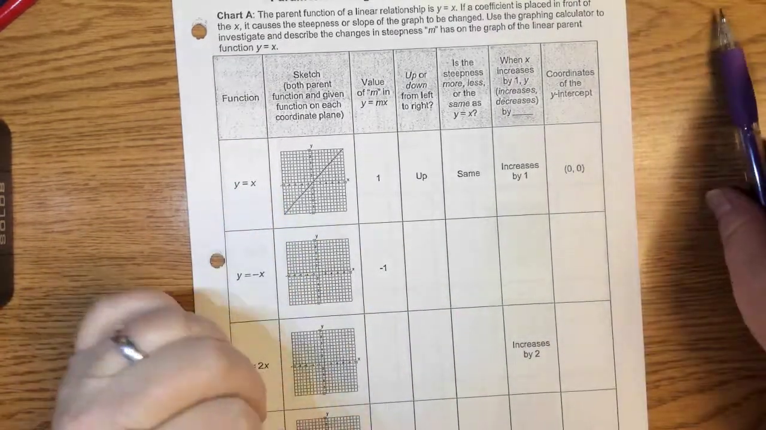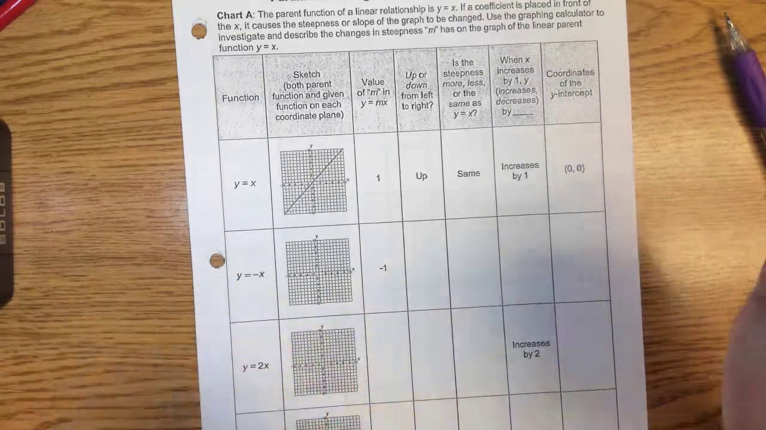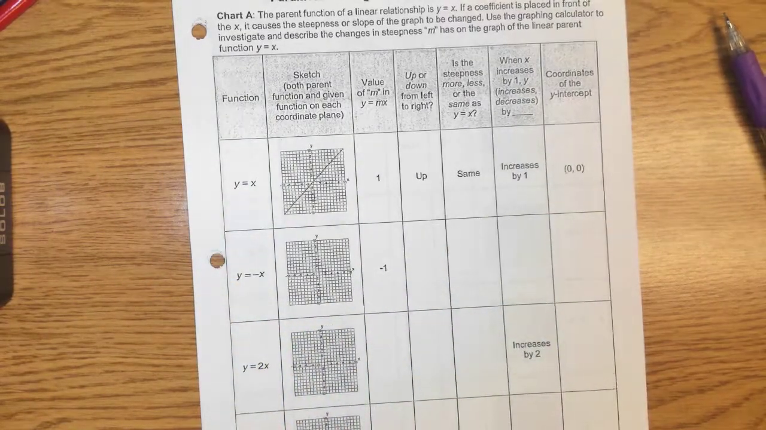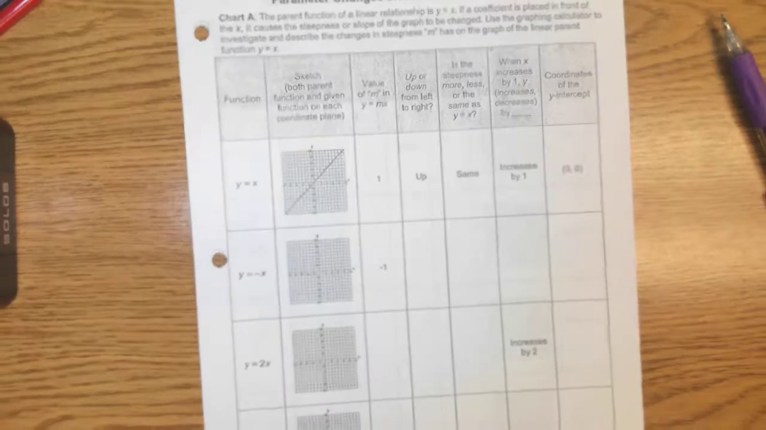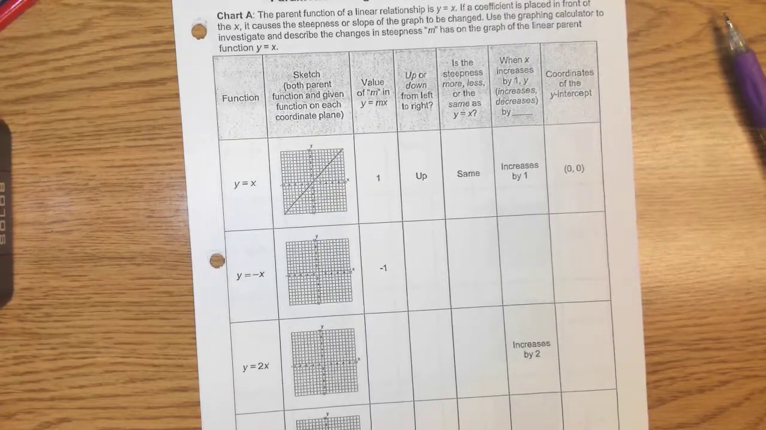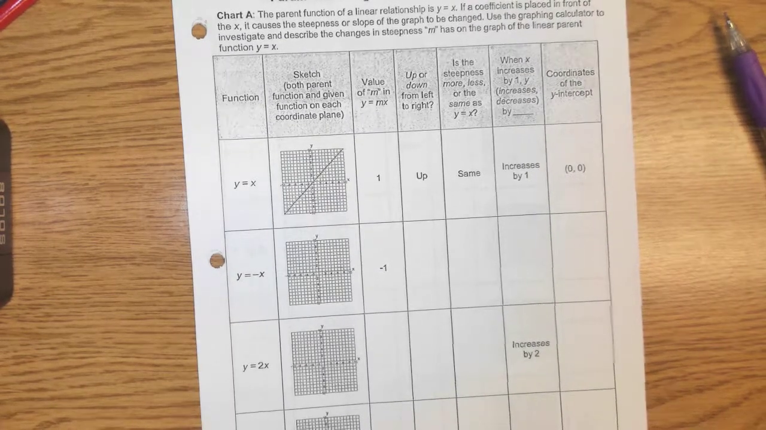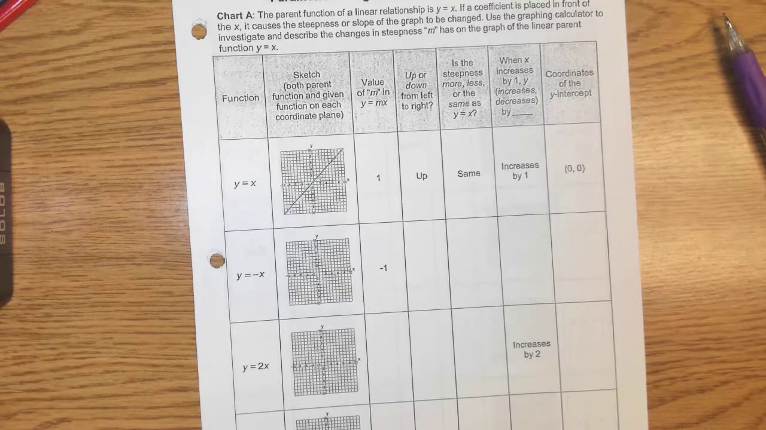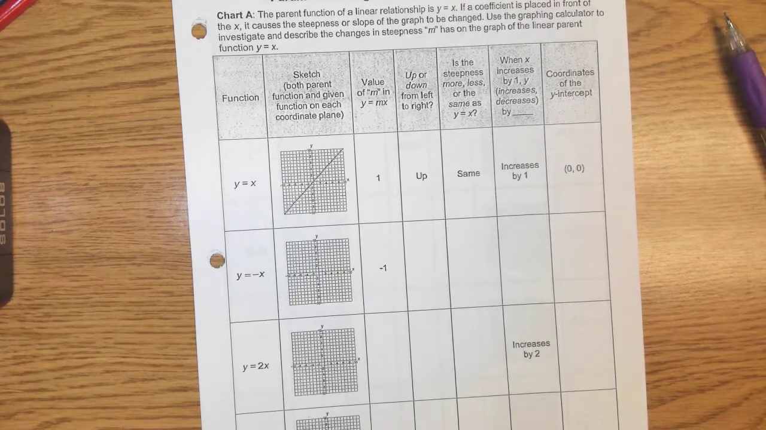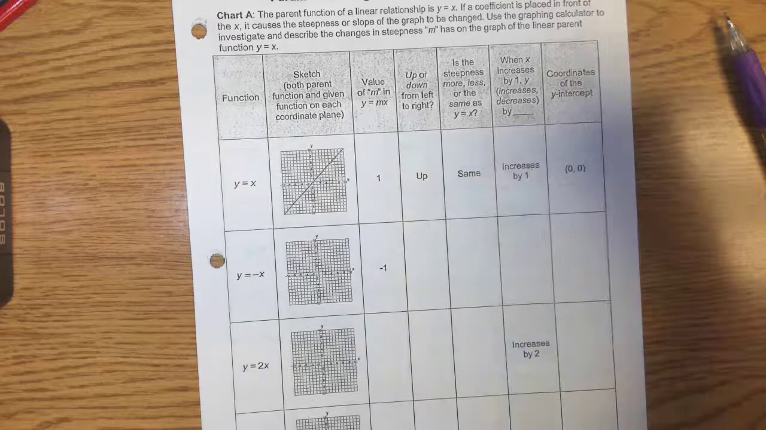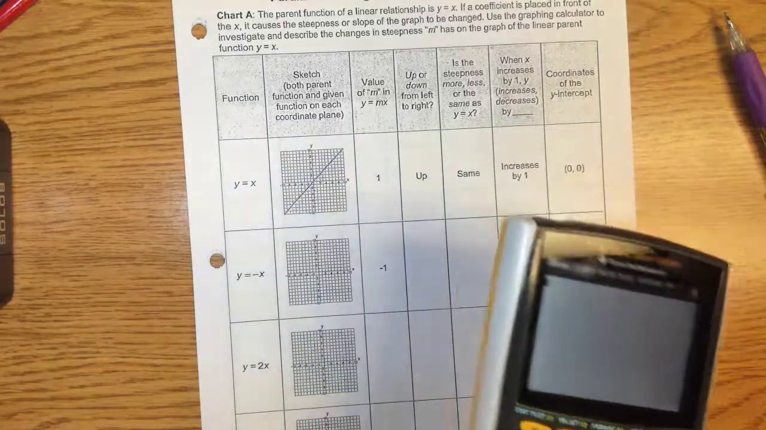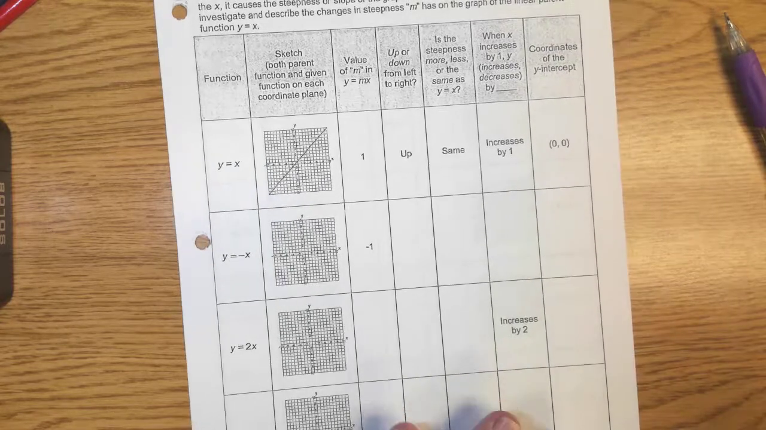Parameter changes on the linear parent function. So we all need a calculator. As I said before, you need two different pencils that are kind of like opposite colors. That would probably be the best. It's just easier to see, not that you have to use two different colored pencils. You can just use your pencil, that's fine. But it's just nice to be able to see it that way.